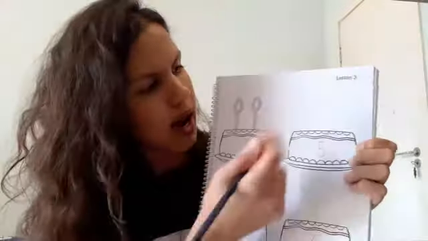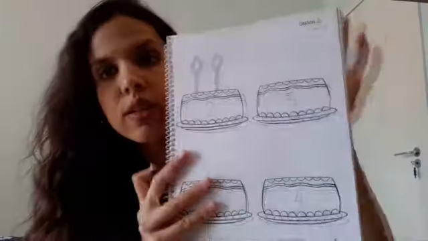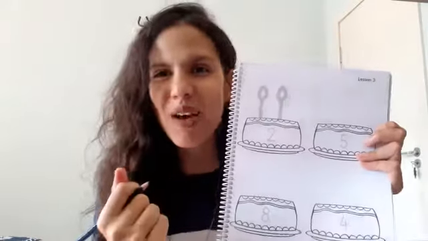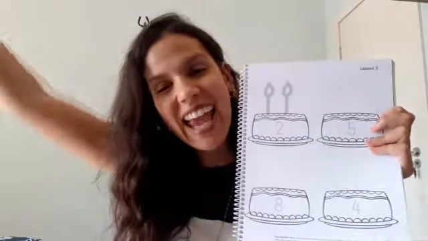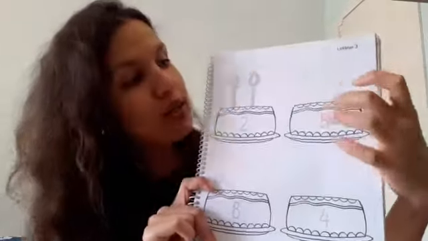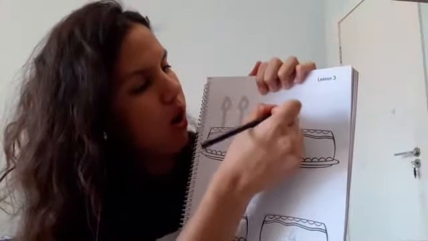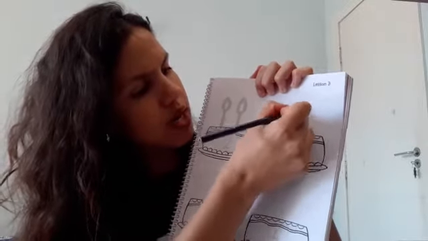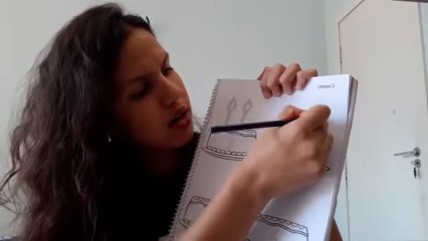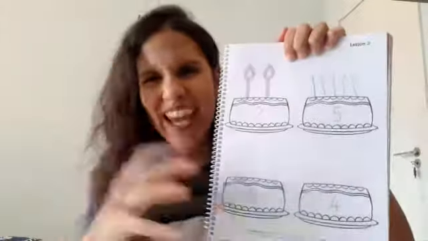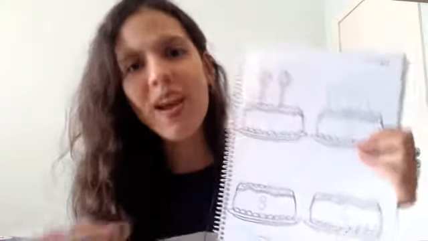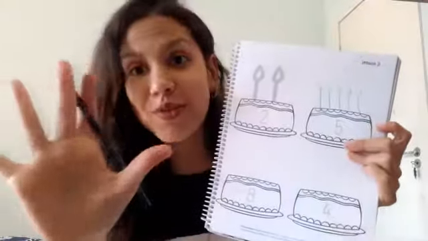5. How many candles? Quantas velinhas a gente vai ter que desenhar? Candles. Vamos falar essa palavra juntos? Vela. Candle. Candle. Good. So 5. Let's draw. 1, 2, 3, 4, 5. 5 candles. I am 5. How old are you? I am 5.